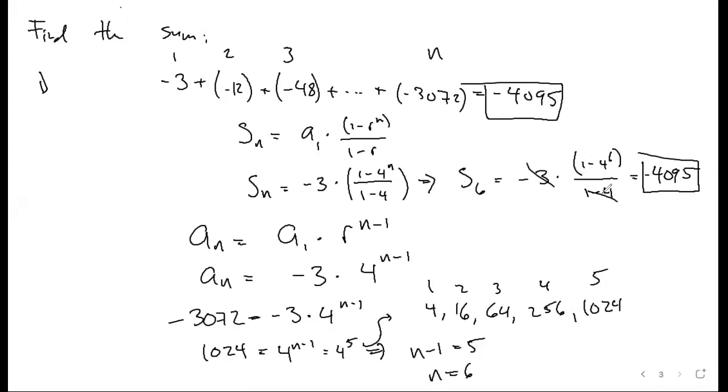Okay. Is that clear? How we got that? So now I'll give you another question to do. Wait, so how does the negative 3 and the 1 minus 4 on the bottom cross out? 1 minus 4 is negative 3. Oh, okay.